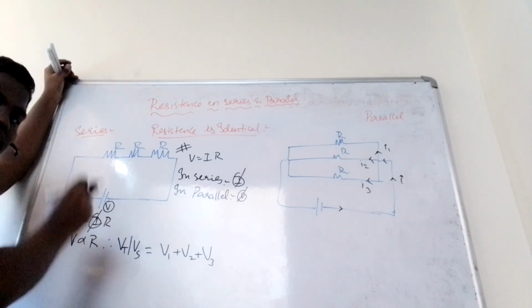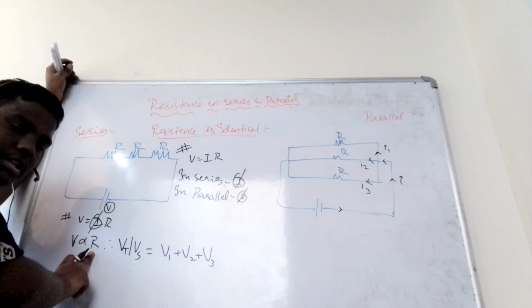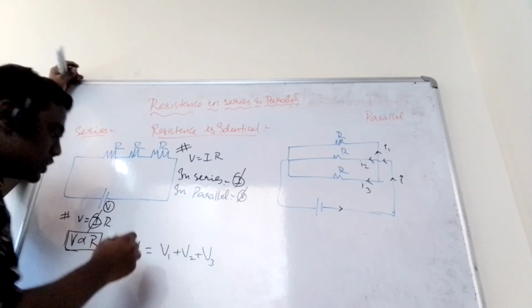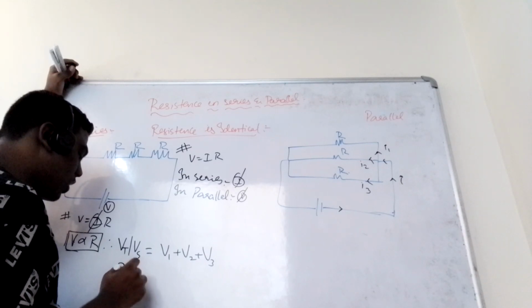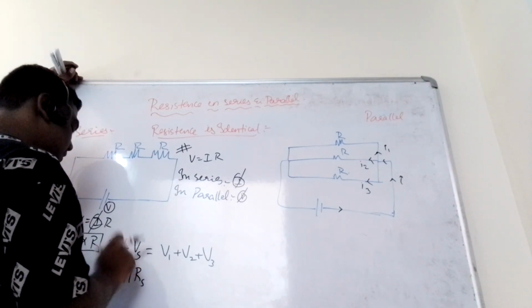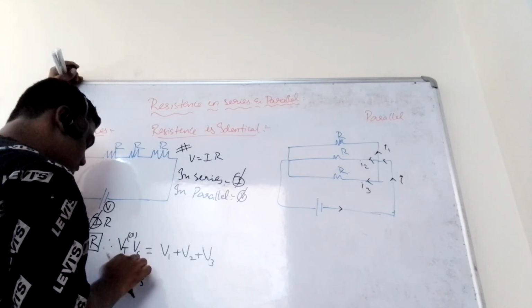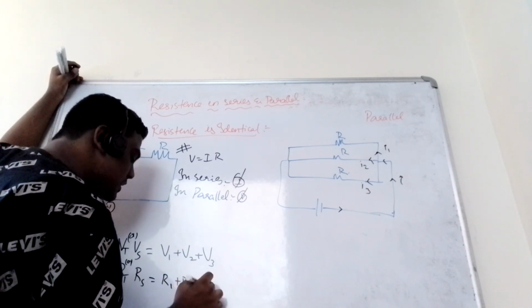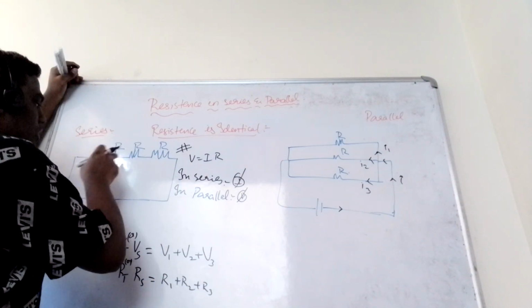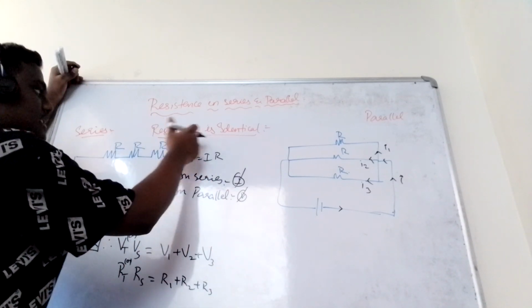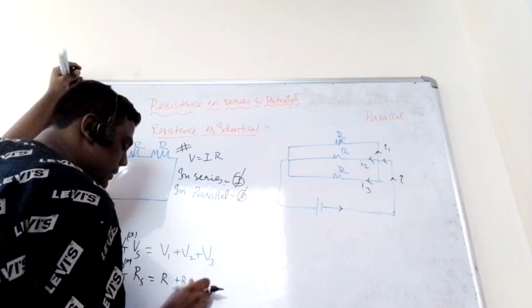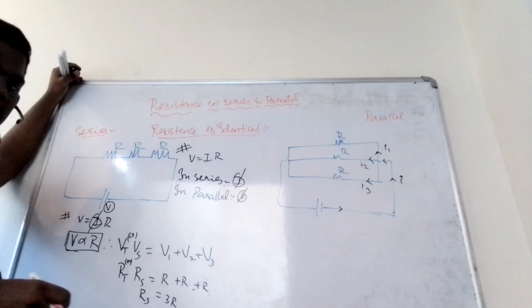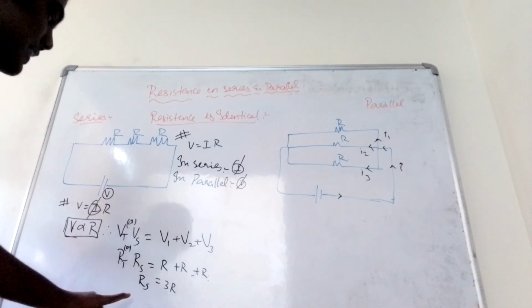Now as voltage and resistance are directly proportional, if voltage increases, resistance increases, that is the condition. So can I say R total or RS? This is not divided by, this is the symbol of R. Don't think it is divided by. RS is R1 plus R2 plus R3. In our condition R1, R2, R3 are same because resistance is identical. So R plus R plus R, which is nothing but 3R. This is resistance in series. So therefore resistance in series is 3R.